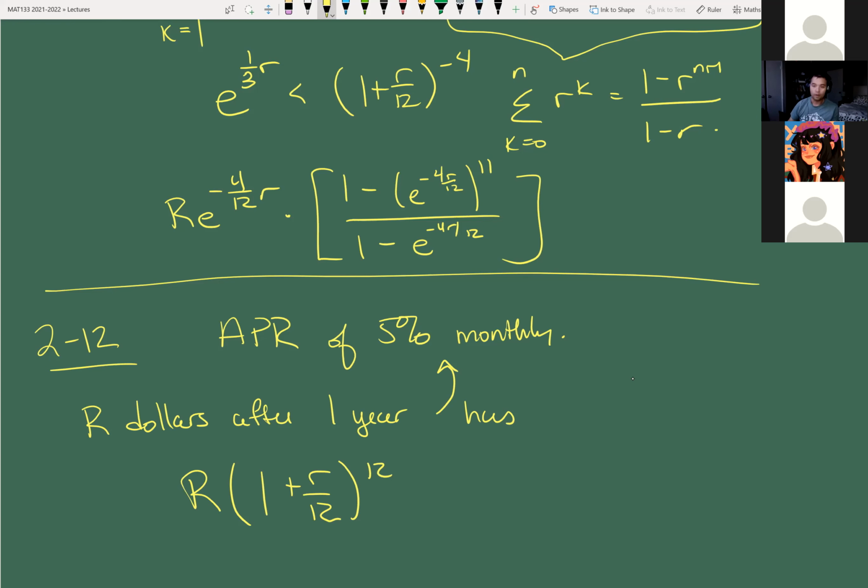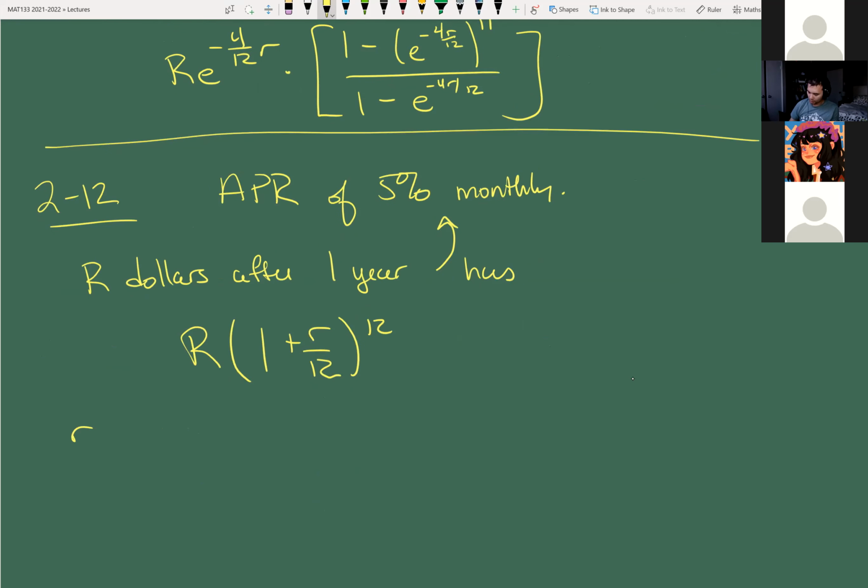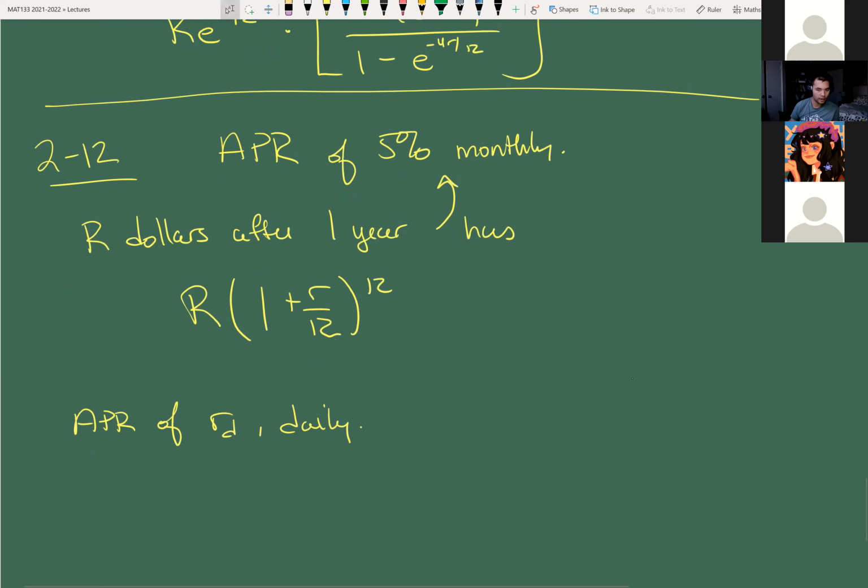Okay, beautiful. Now, what the question is asking you is to find the effective daily rate, i.e. R sub D is saying you compounded at an APR of R sub D daily. How much money does that earn after a year? Nominal rate, does that mean APR? Yes, you can take it to be the APR.